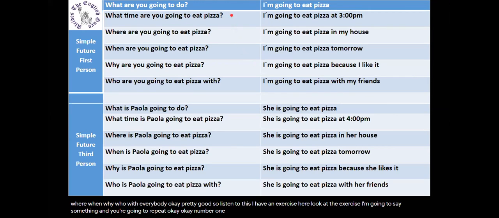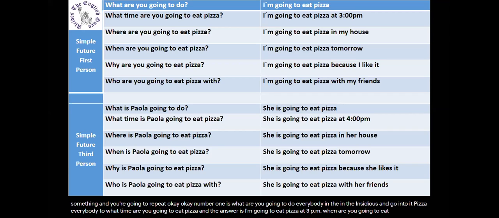Number one: what are you going to do? Everybody. What are you going to do? And the answer is, I'm going to eat pizza. Number two: what time are you going to eat pizza? And the answer is, I'm going to eat pizza at 3 p.m.